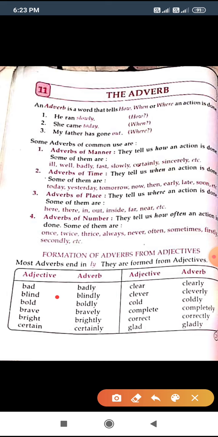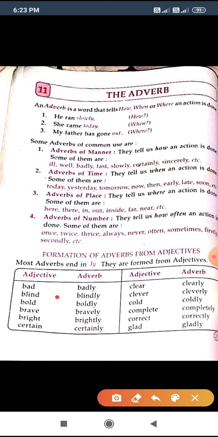Next, some adverbs of common use. Adverbs of manner. So it tells us how an action is done. Okay, some of them are ill, well, badly, fast, slowly, certainly, sincerely, etc.